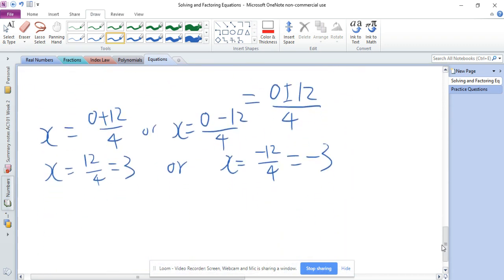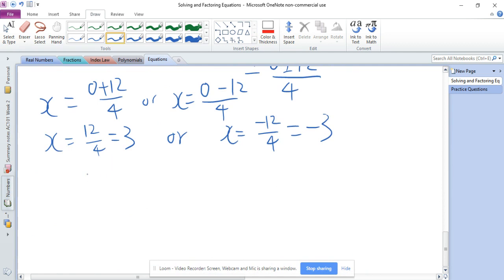Okay, one more example, how to factor this. Move the 3 to the left hand side, it becomes x minus 3, in brackets. Move the minus 3 to the left hand side, it becomes plus 3. Set it equal to 0. Make a dot as multiplication. That's it.